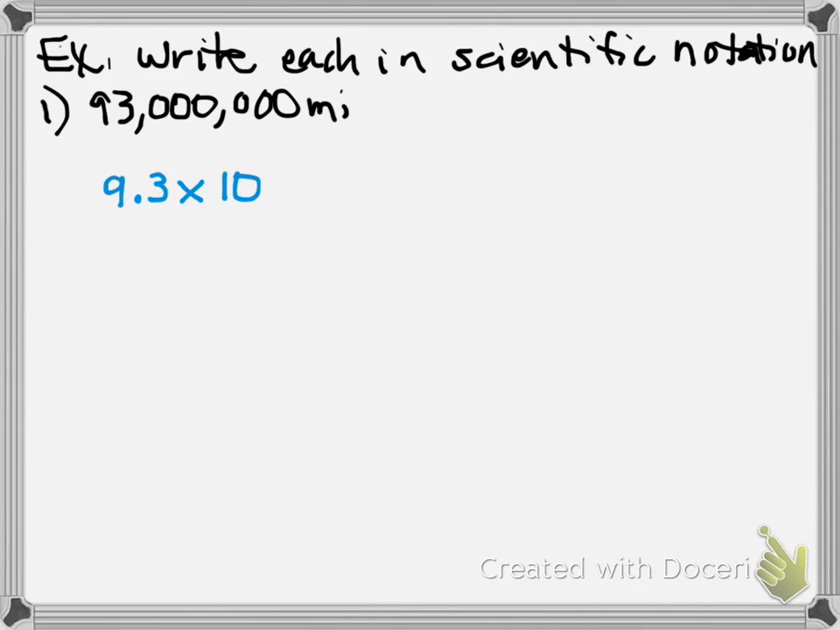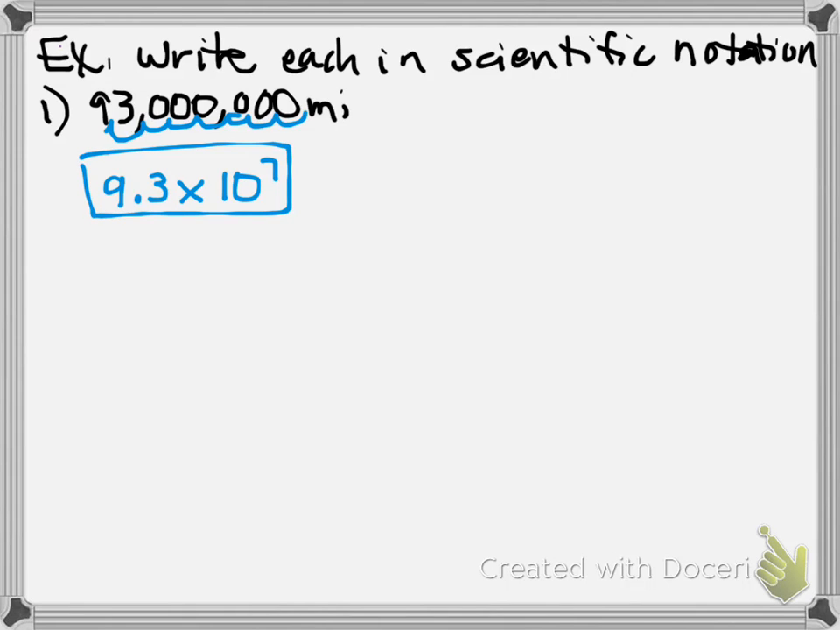The next piece says I have to multiply by some power of 10. Joey, what power of 10 am I multiplying by? In other words, how many places did I move the decimal point? 7. Moved it 7. And here's your verification. 1, 2, 3, 4, 5, 6, 7. And there's your answer. Bam, done.